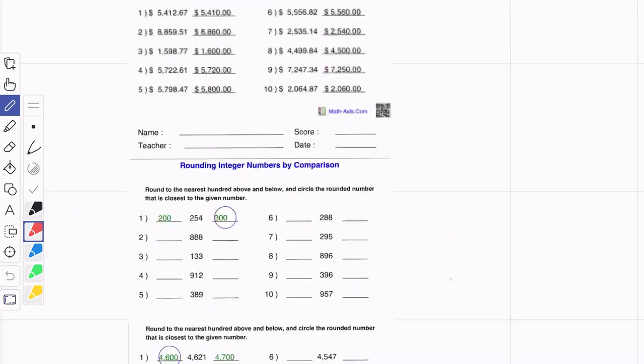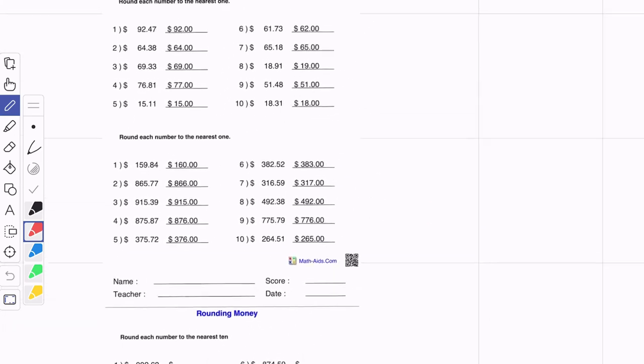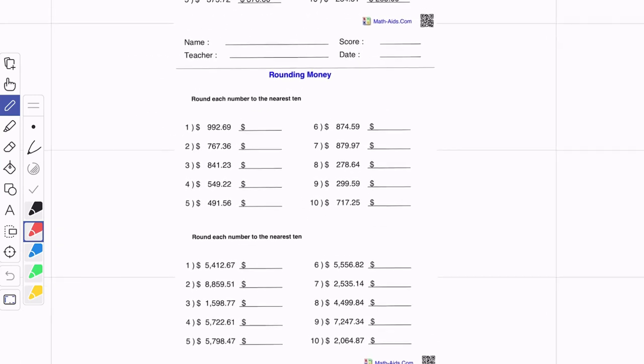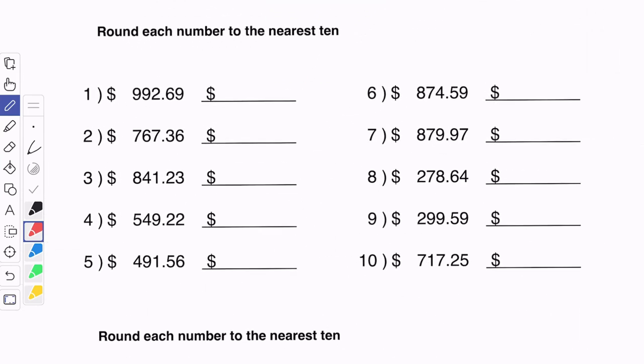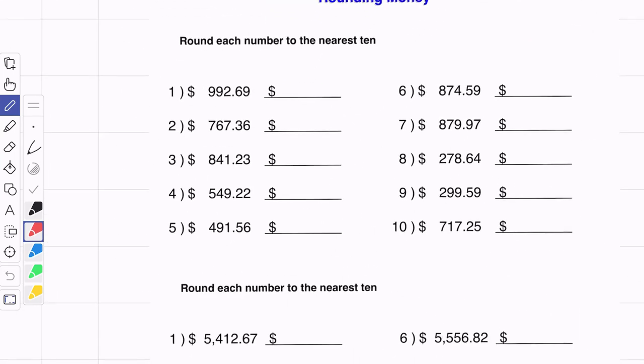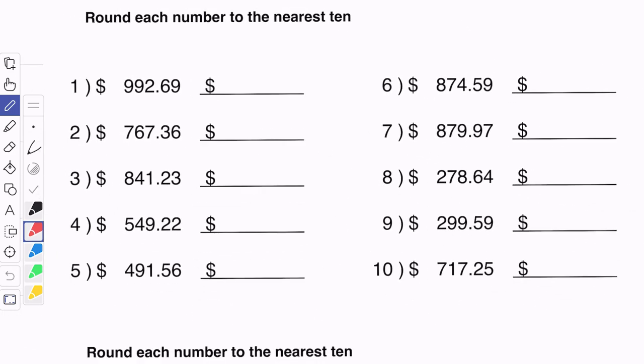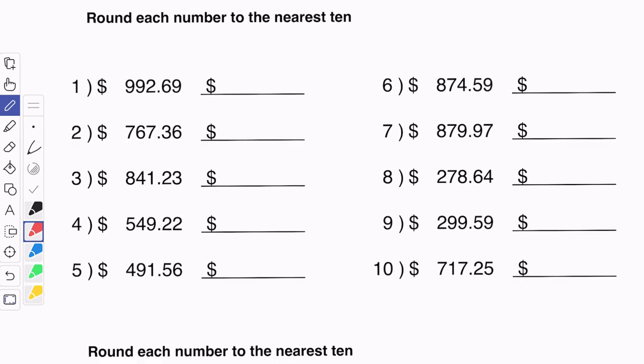Okay, let's keep going. So for this one, we're going to round to the nearest 10. I'm going to give you guys like 5 minutes to work on this, and then I'll show you guys the answers just so we can work on our own for a little bit.